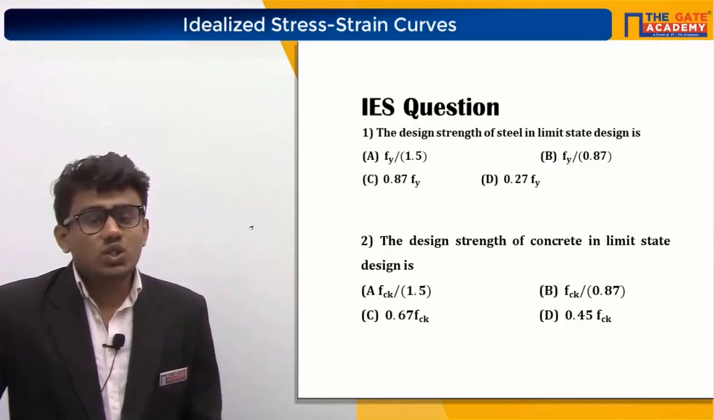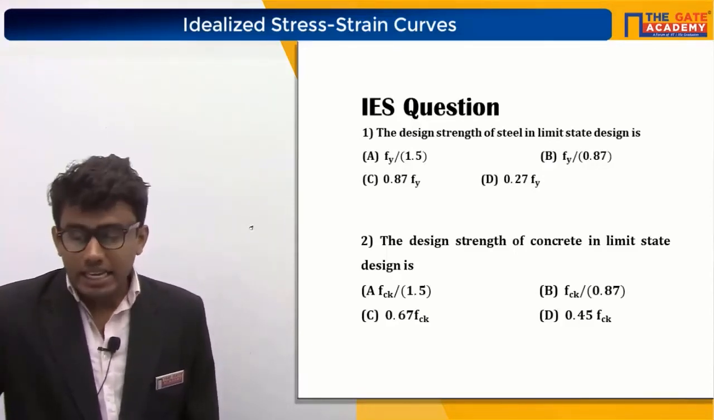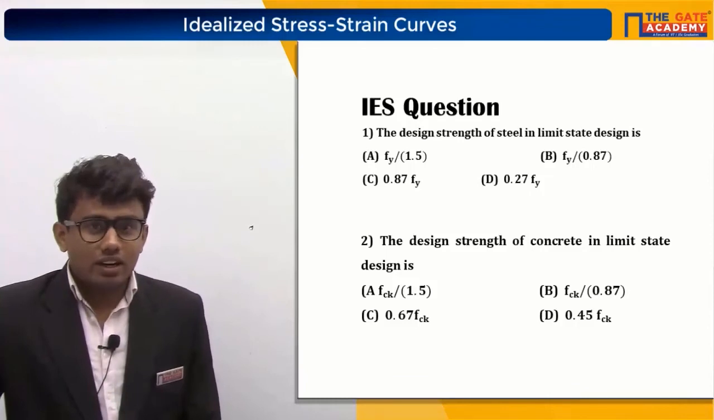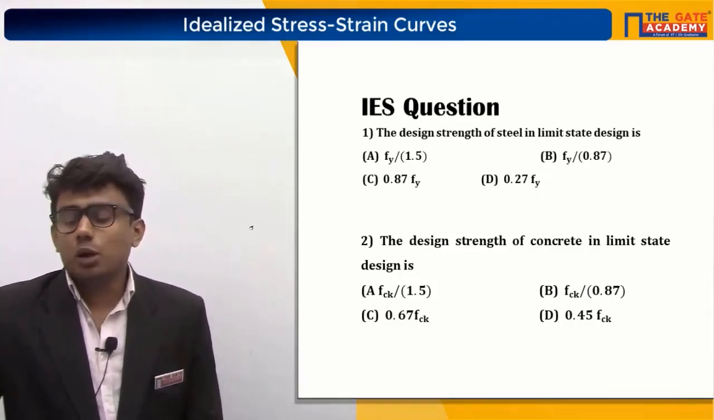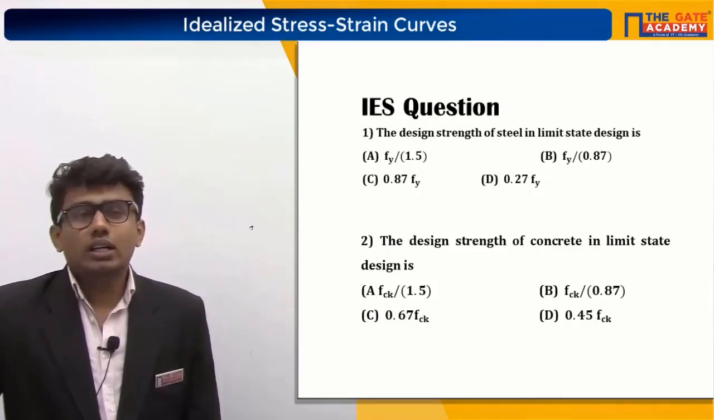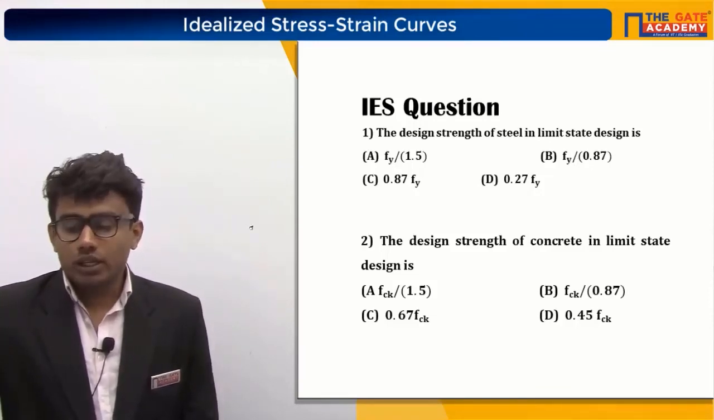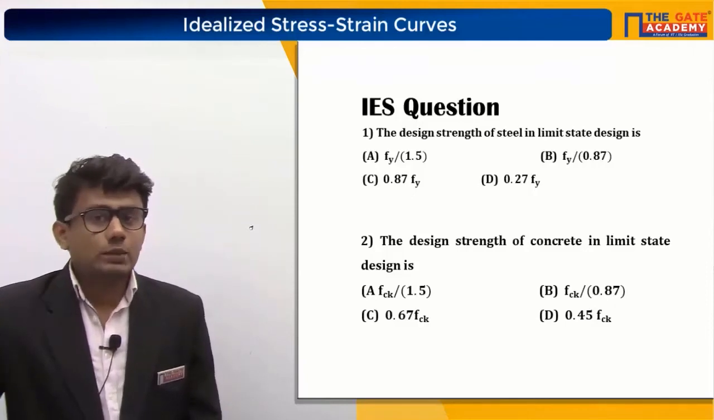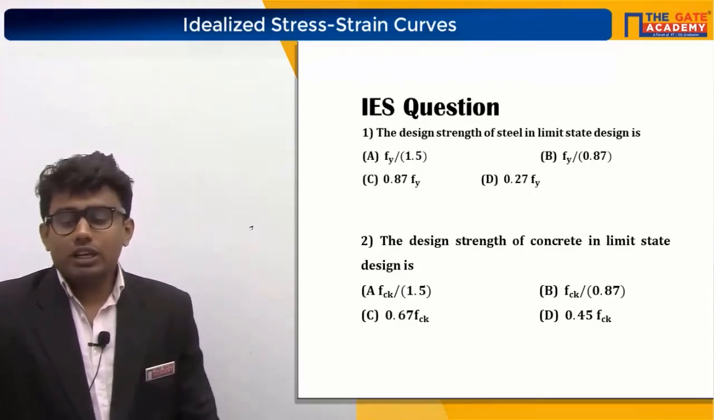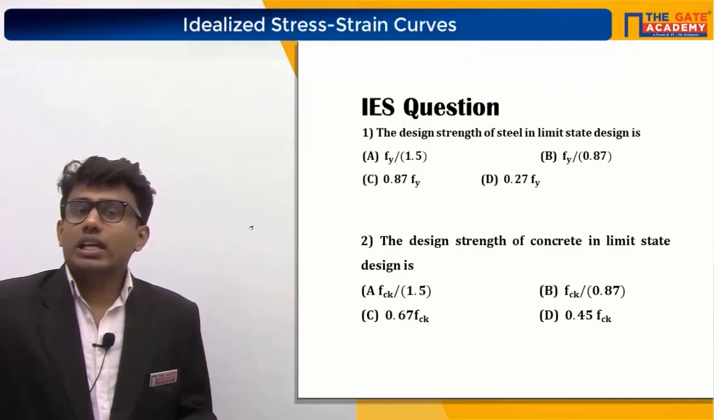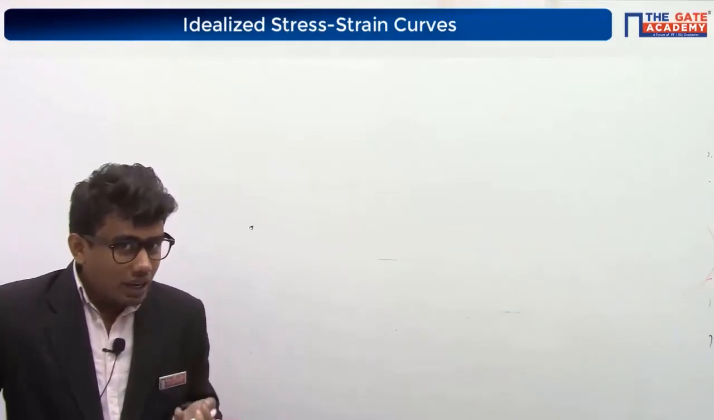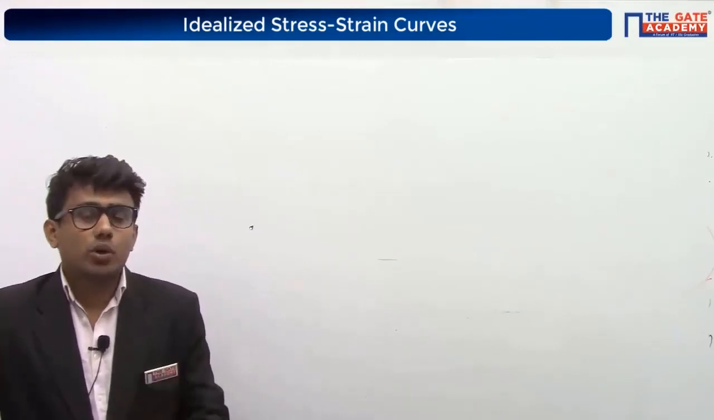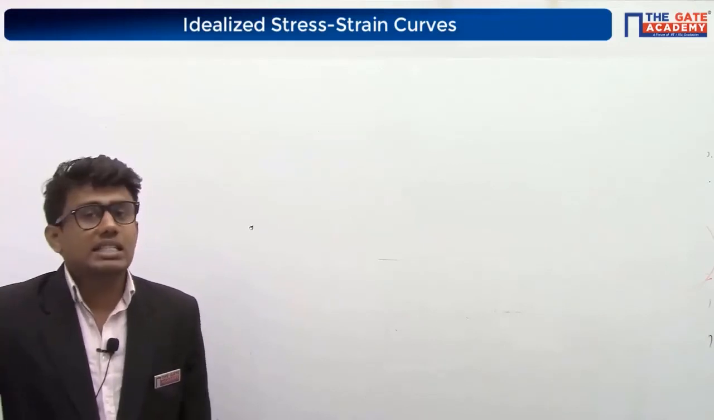The design strength of the steel in limit state design is: option A, Fy divided by 1.5; option B, Fy divided by 0.87; option C, 0.87 Fy; option D, 0.27 Fy. You know the answer is C, that is 0.87 Fy. Why is it 0.87 Fy? The yield strength of the steel is Fy. For the design we have to use our partial safety factor for steel, that is 1.15. Fy divided by 1.15 will be equal to 0.87 Fy. Our answer will be C for that question.